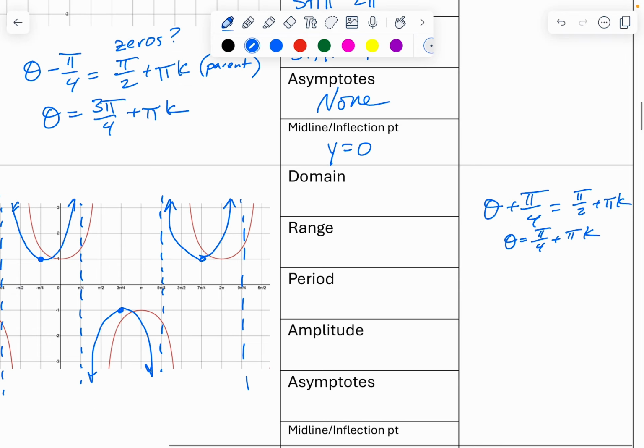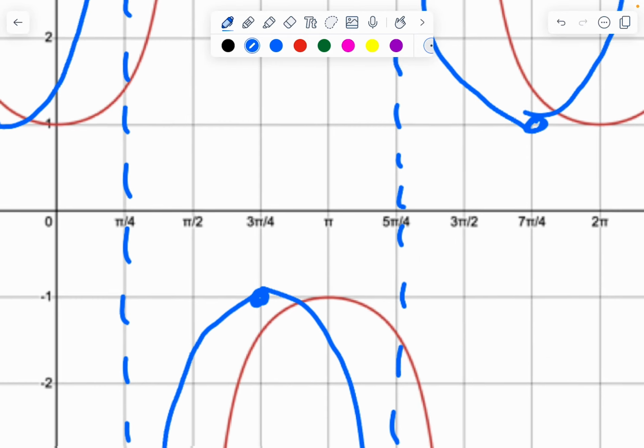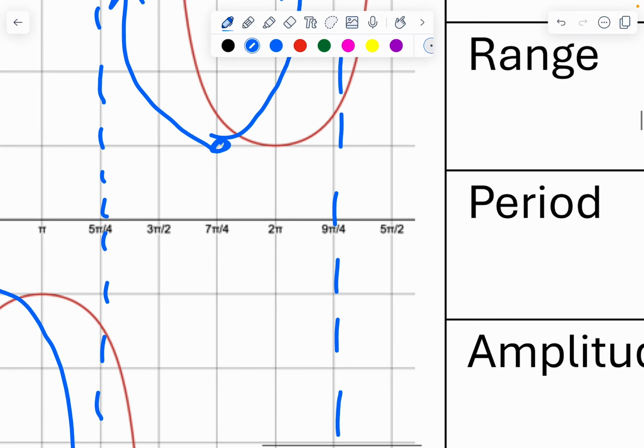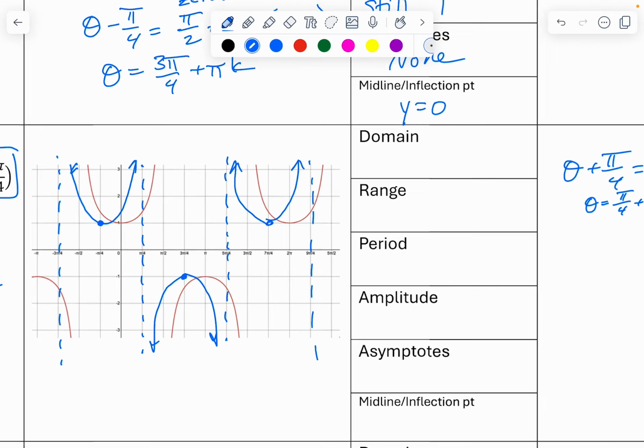Okay, let's come back and look. Did that match what I drew? I had an asymptote at pi over 4, an asymptote at 5 pi over 4, and an asymptote at 9 pi over 4. That is a good sign.